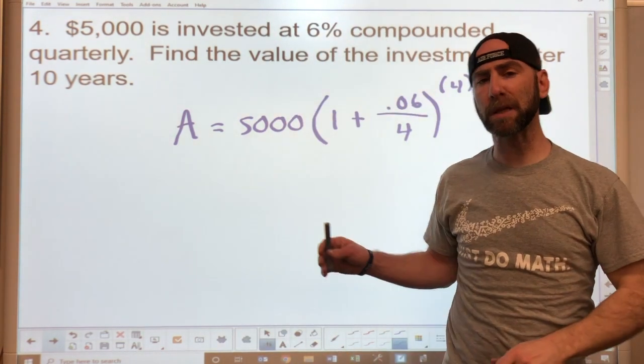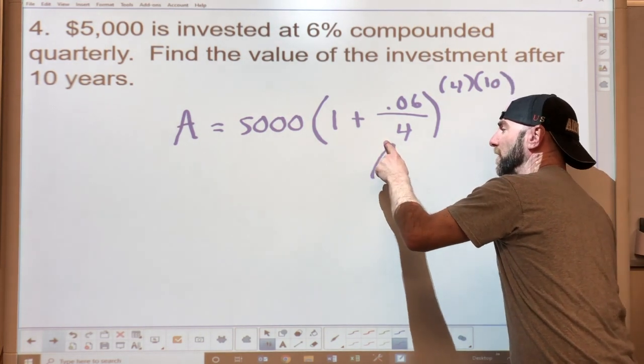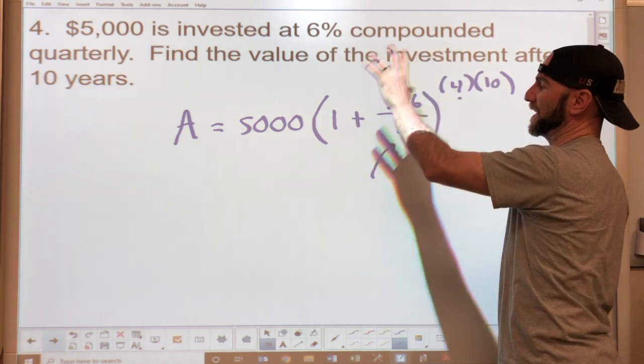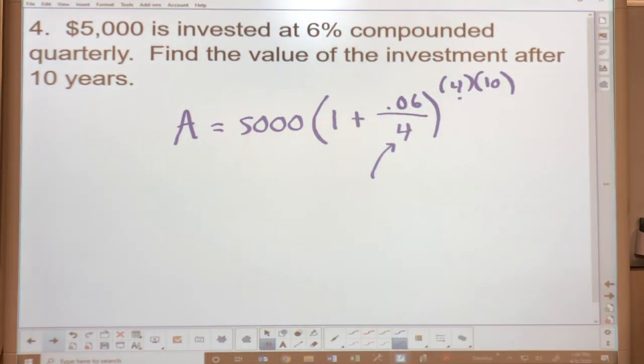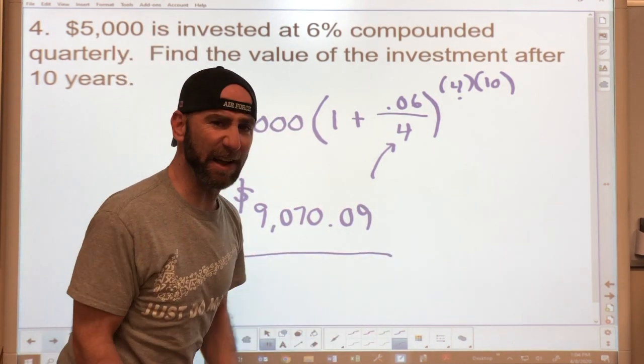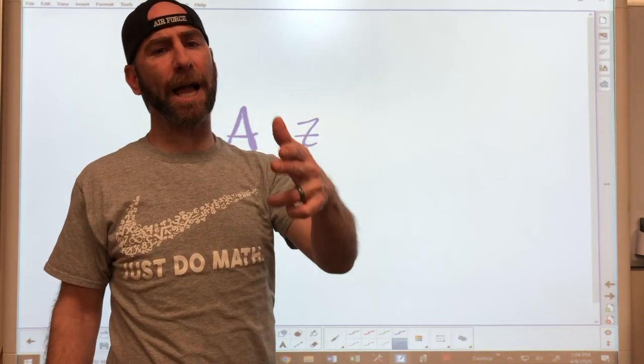Here is the formula with all variables plugged in. Notice that it's compounded quarterly. That's 4 times a year. So quarterly for 10 years. Calculate it. $9,070.09. Okay, you are going to tackle A through Z.